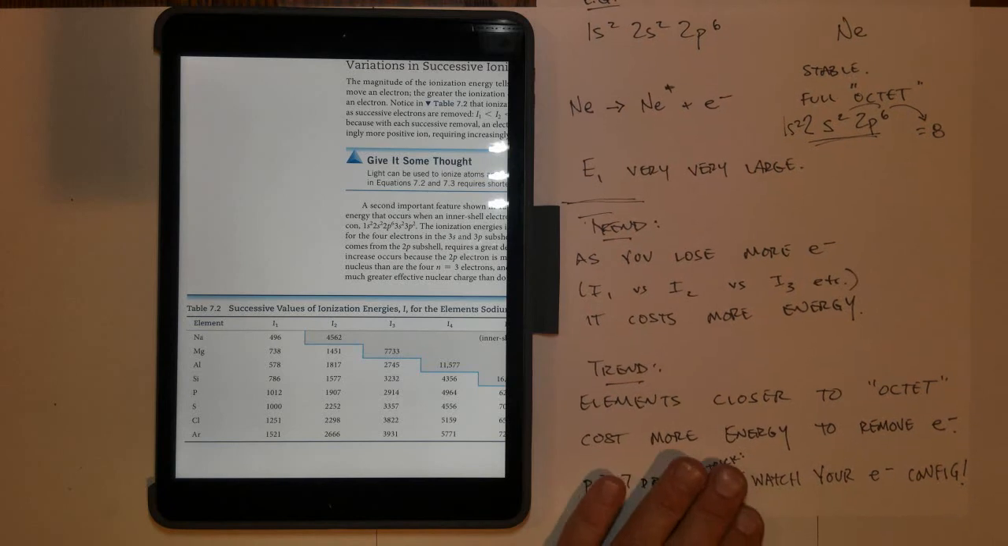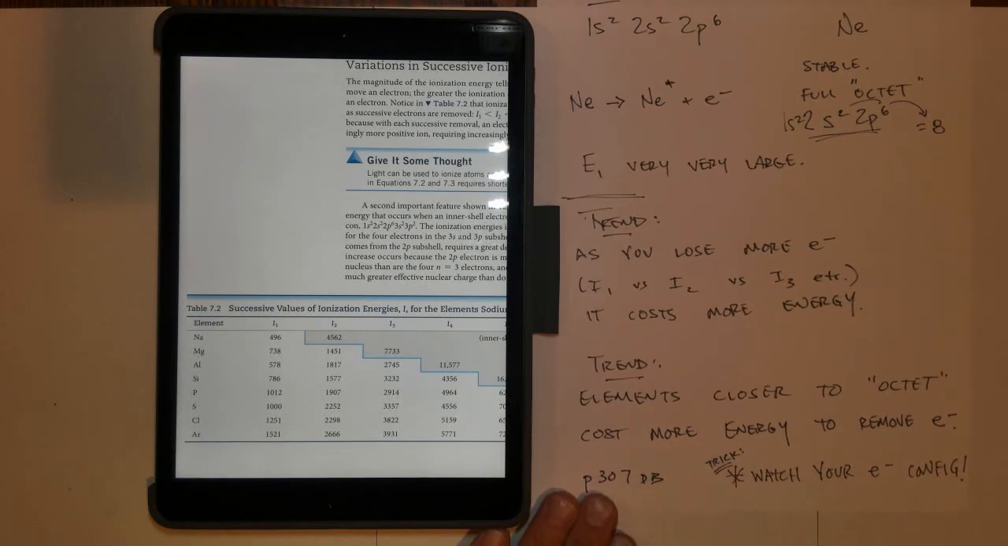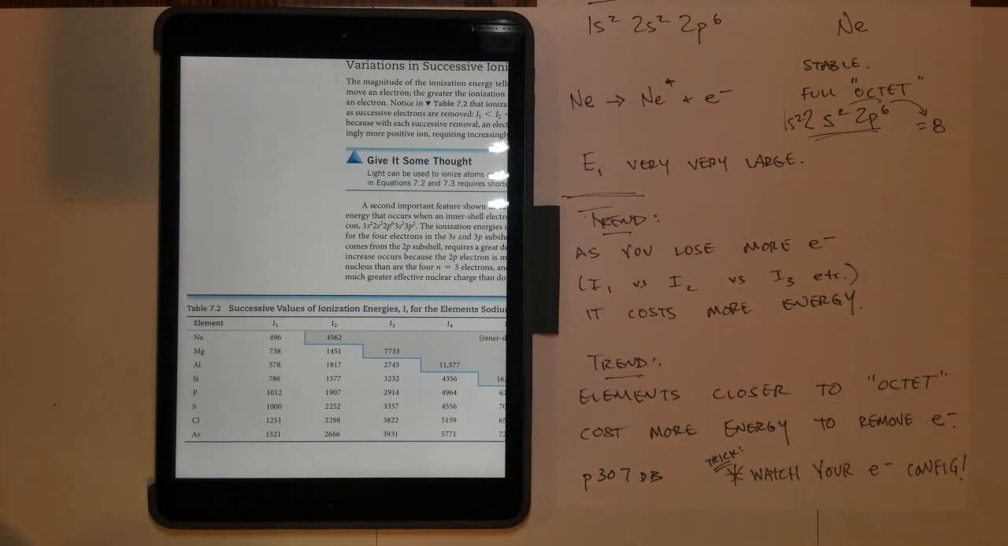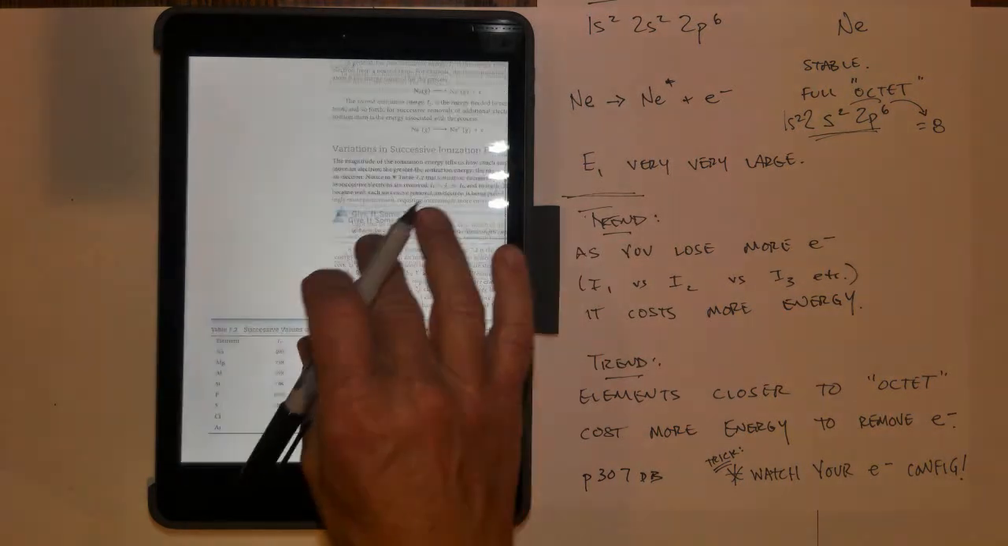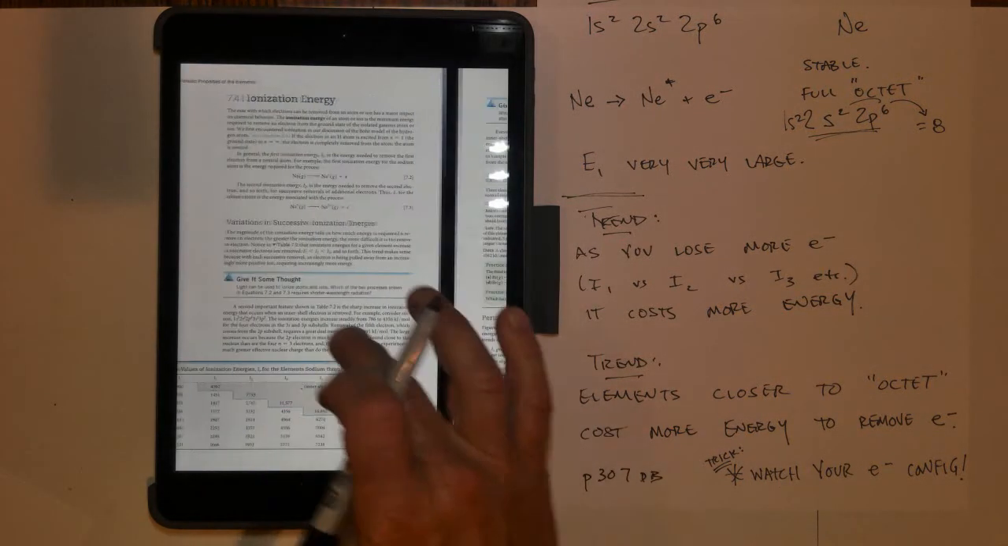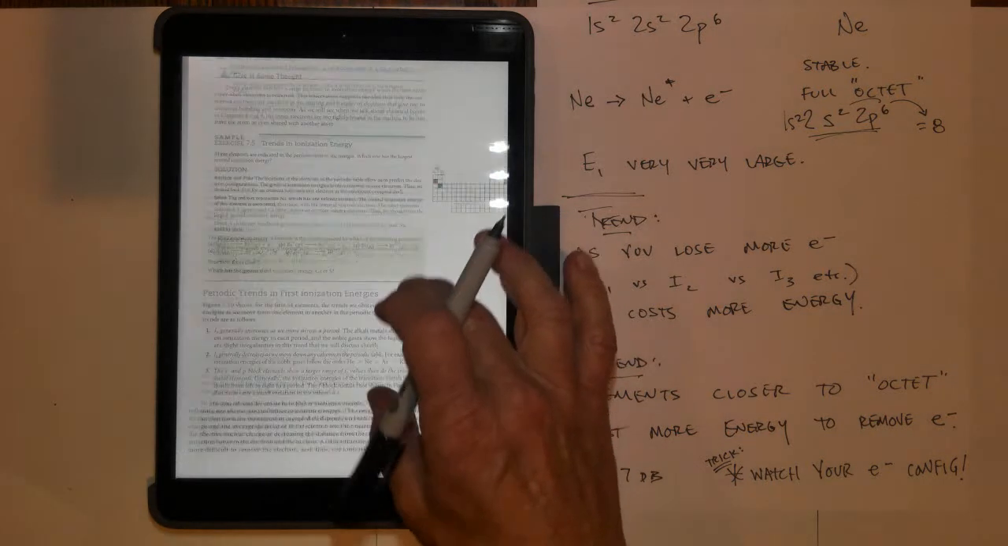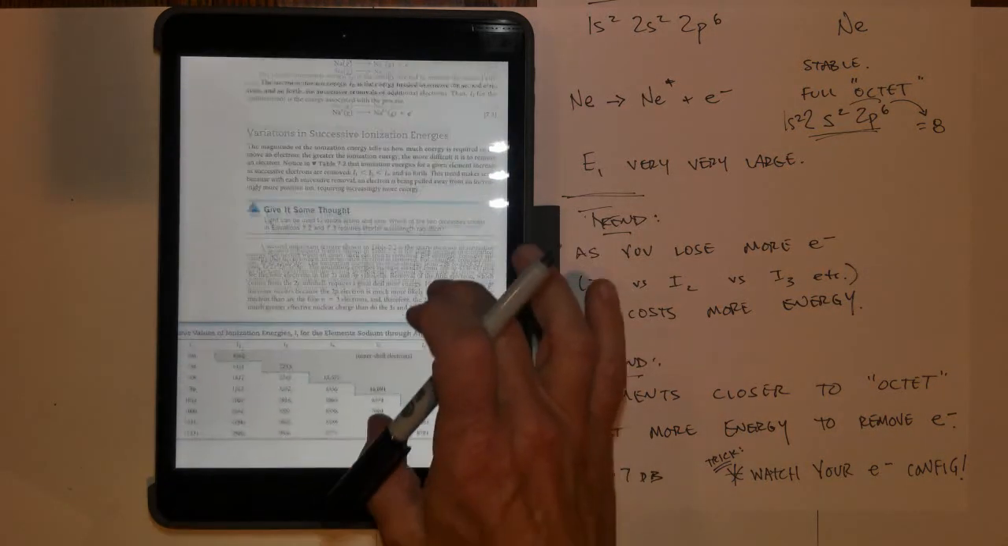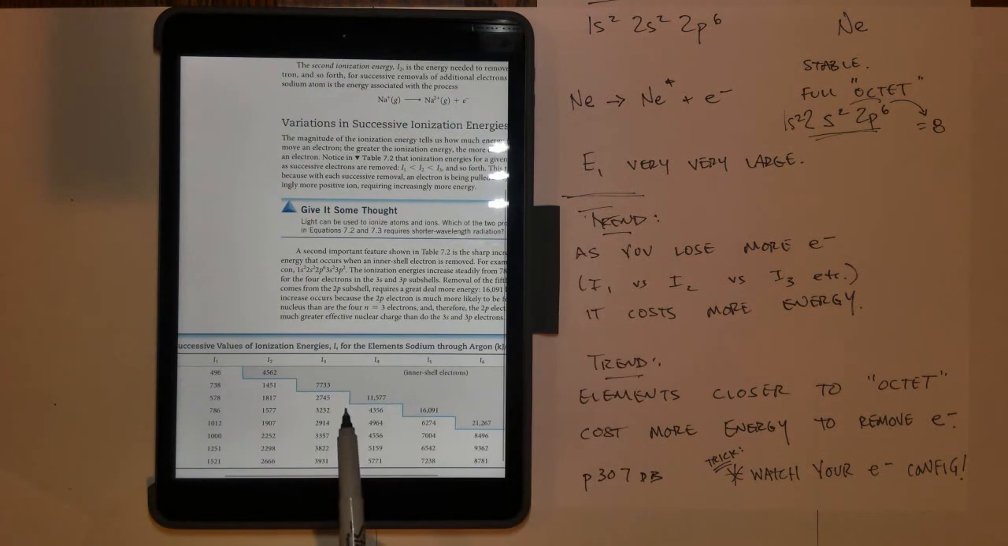Trend part number 2: elements that are closer to an octet cost more energy to remove an electron. And this, once again, shows that as well. Once you reach that octet, it takes a lot of energy to remove one, because you are close to a full outer shell like the noble gases are.